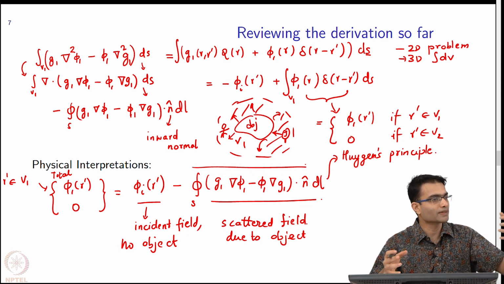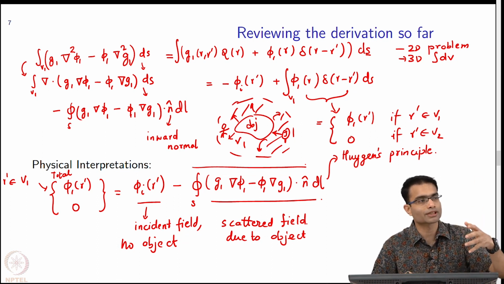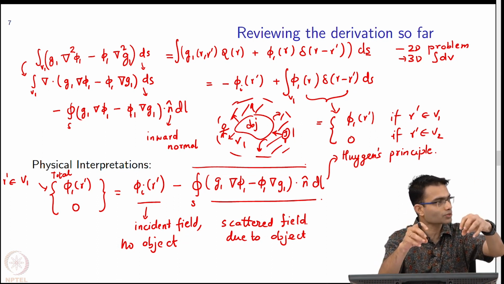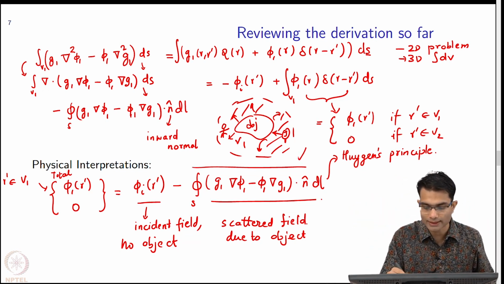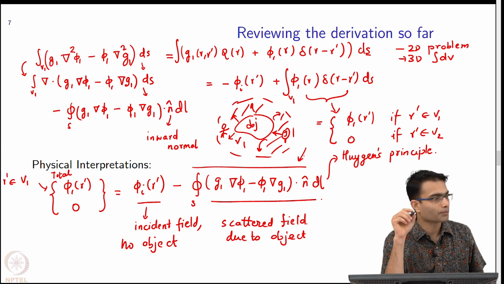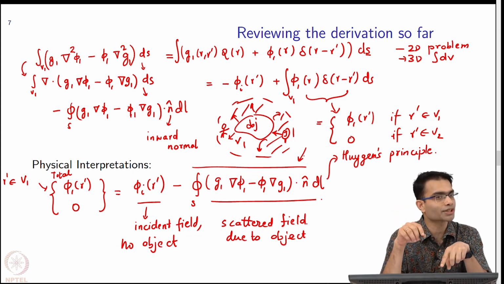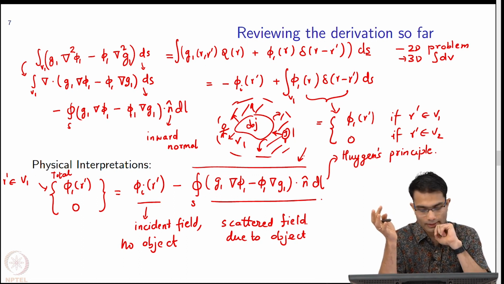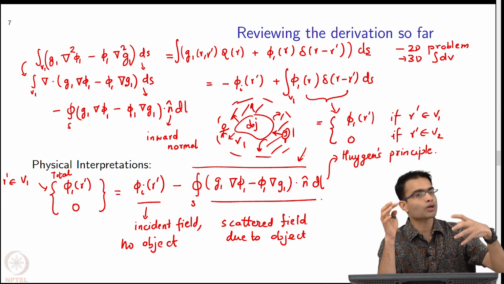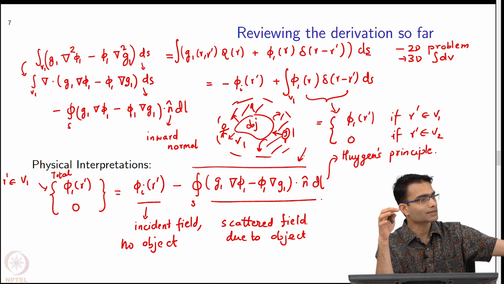So in the very beginning, when we started our discussion of Young's double slit, we said that there are these secondary sources at the corners of the slit and they are emitting. So these are exactly like those secondary sources, because what is their location? Their location is only on the boundary of the object, and they are responsible for creating the scattered field.